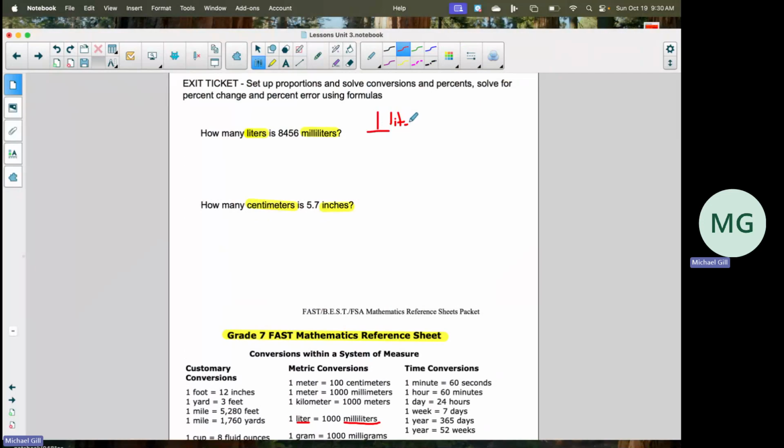So I write the words, liters. It's really difficult to write on this using a mouse. Liters, and then the bottom of the fraction is going to be the 1,000. So again, I'm just taking the 1 here, the 1,000 there.